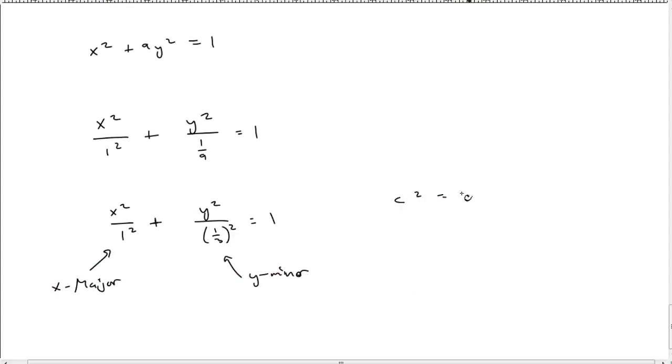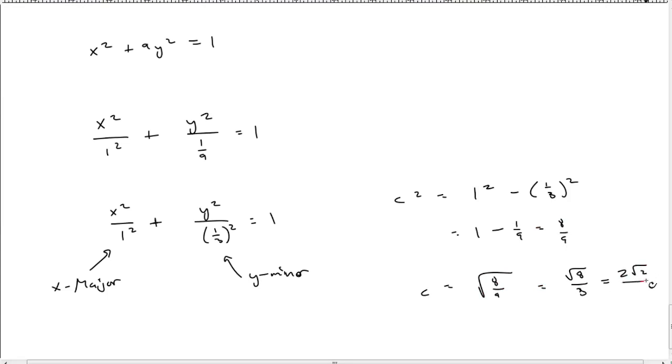To solve for c, we have our 1 squared minus the 1/3 squared. That's 1 minus a 9th, which is 8/9. And so if you square root both sides, you get the square root of 8 over 3. They're not going to accept that as an answer. What they want instead is 2 square root 2 over 3. And that's kind of sad.